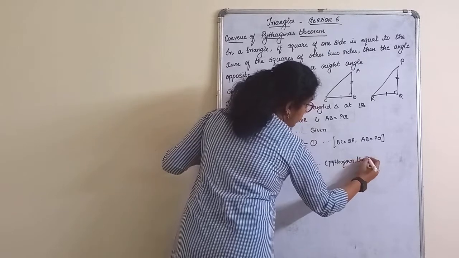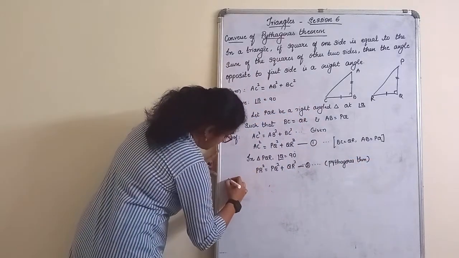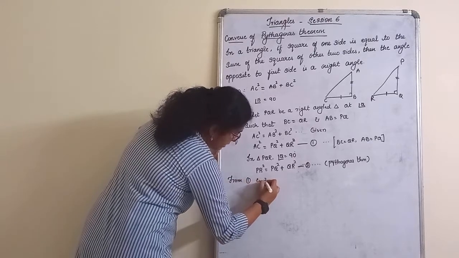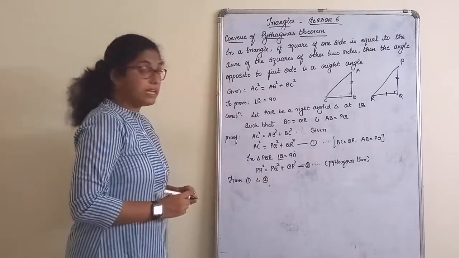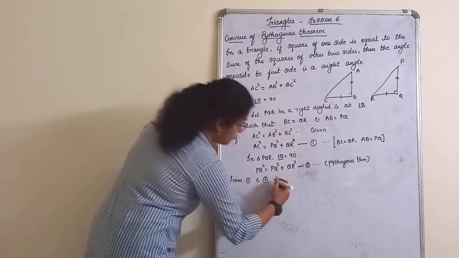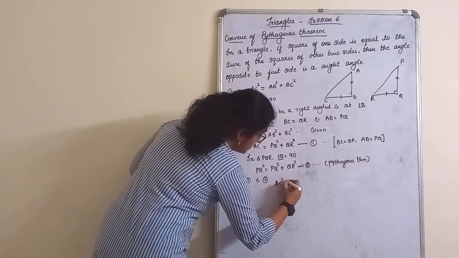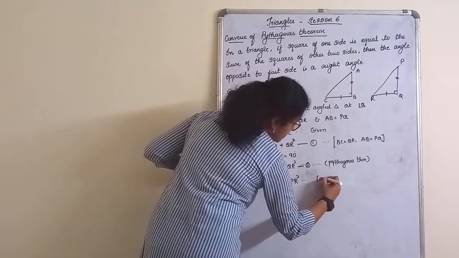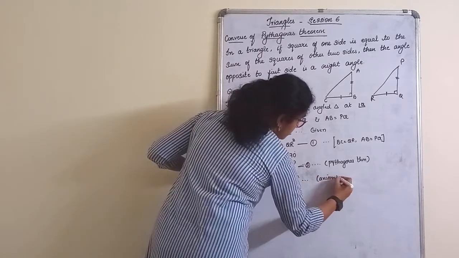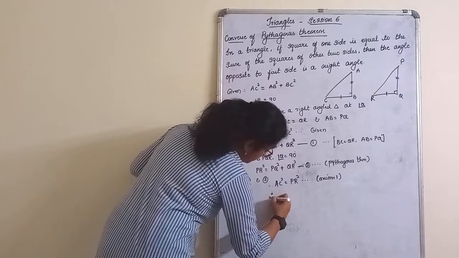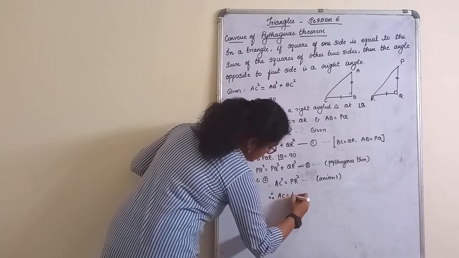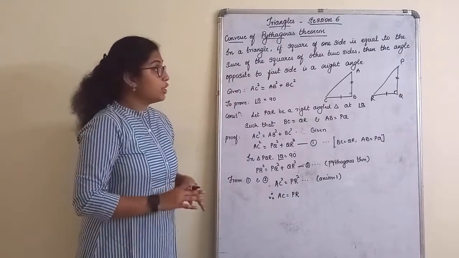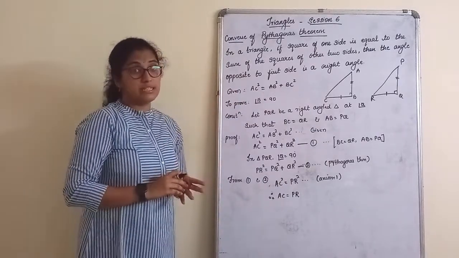From equation 1 and 2, things equal to the same thing are equal to one another. AC square is equal to PR square, axiom 1. Therefore AC is equal to PR. Till here it is very clear. We also proved that AC is equal to PR.